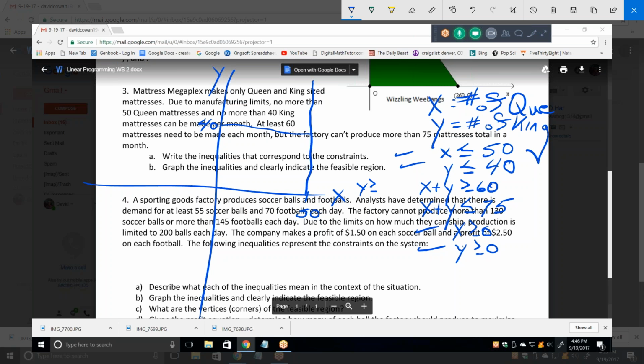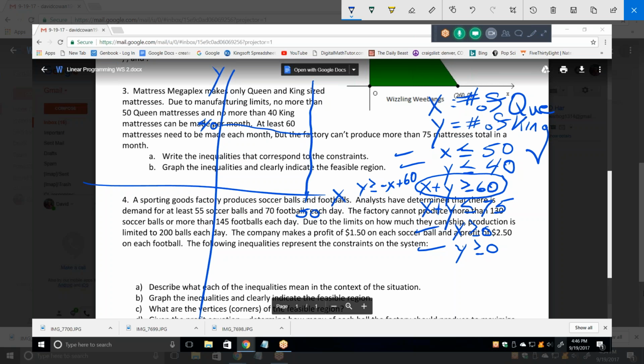So you're solving this right here for y. What do you have to do? Subtract x. Okay, do it. So y is less than or equal to negative x plus 60. Greater than or equal. Oh, yeah, that's what I meant.